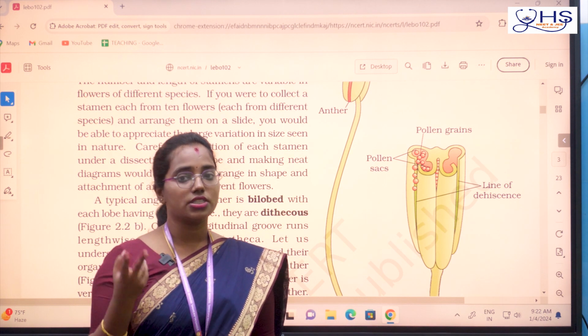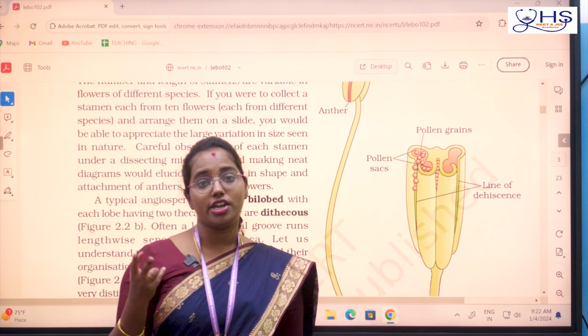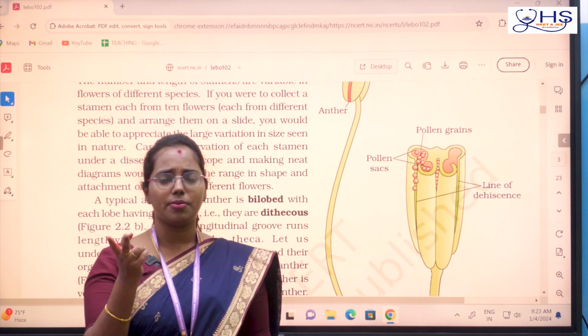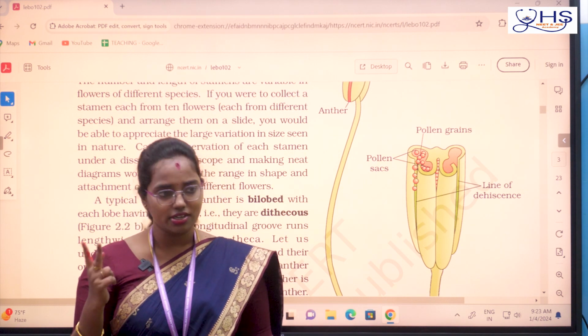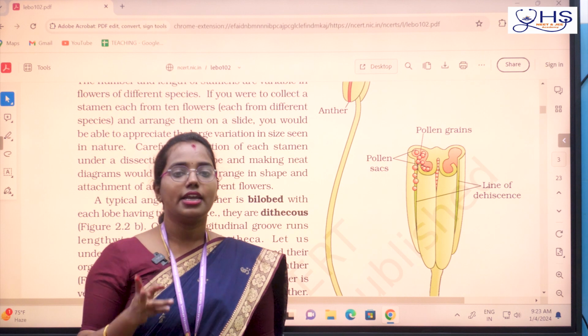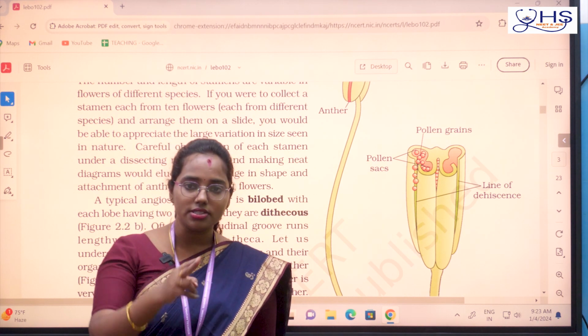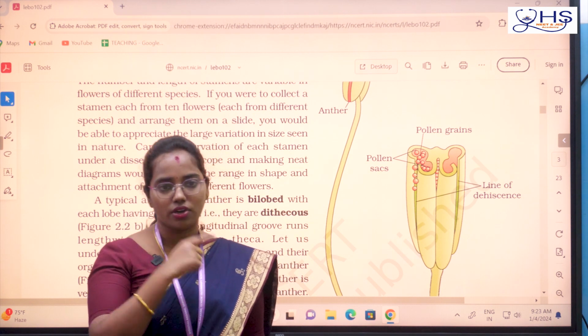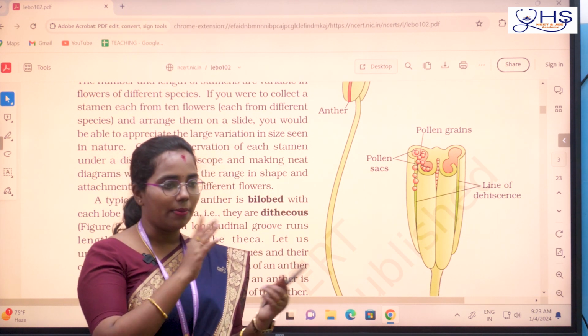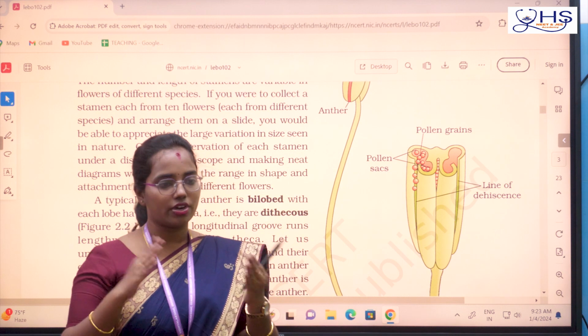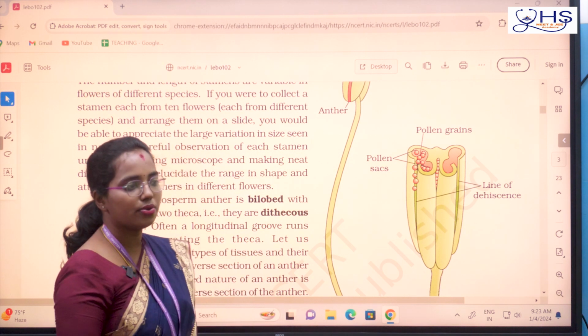Understood? Students usually make a mistake here: since dithecous means two, they write that there are two microsporangia. But that is not correct. In a monothecous anther there are 2 microsporangia. In a dithecous anther there are 4. This is the first point you are learning here: the number difference. For mono it's 2, for di it's 4.